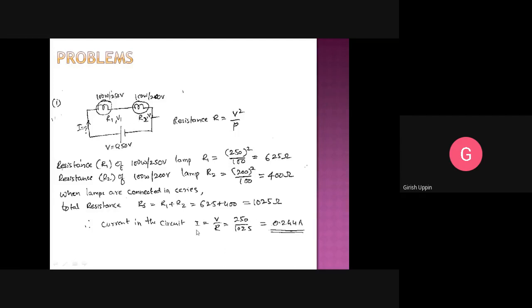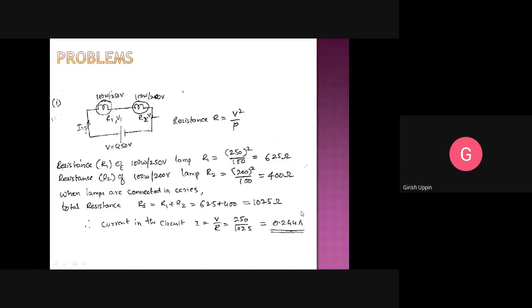Now current, how to find the current? V is equal to IR, or I is equal to V by R. We know the applied voltage is 250. So this series combination we have applied 250, divided by the total resistance, that is 1025. We get the circuit current as 0.244 amperes.